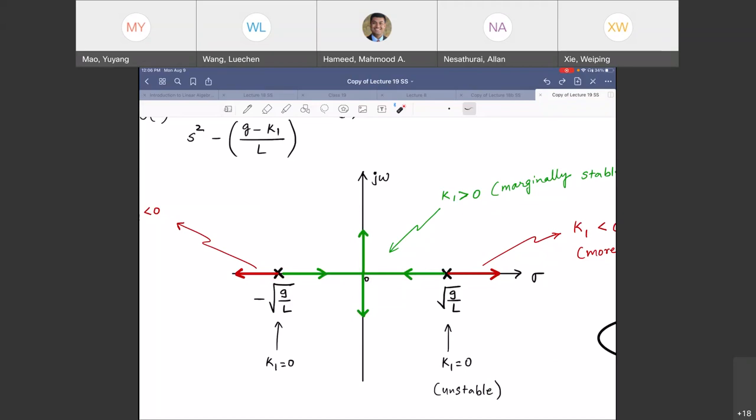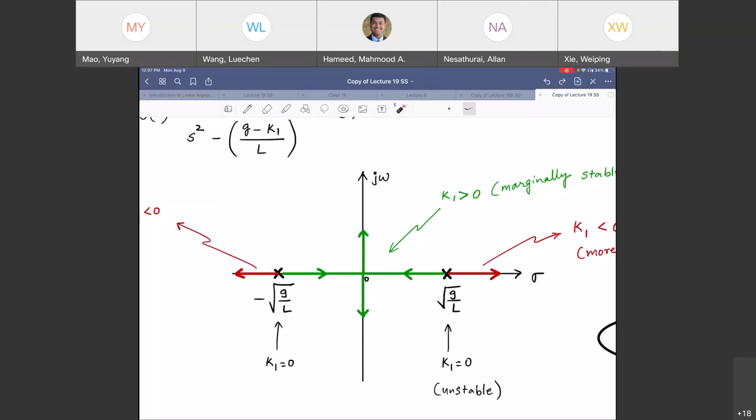What is happening to my system now? Marginal stability, oscillations, right? So it's like I'm just doing that, like accelerating, it's going on forever. That's what that means. That's the best I can do here, by the way. That's why the color choice of green, that's the best I can do. The best I can do with proportional feedback is have marginal stability. And even that happens when K1 is greater than zero.